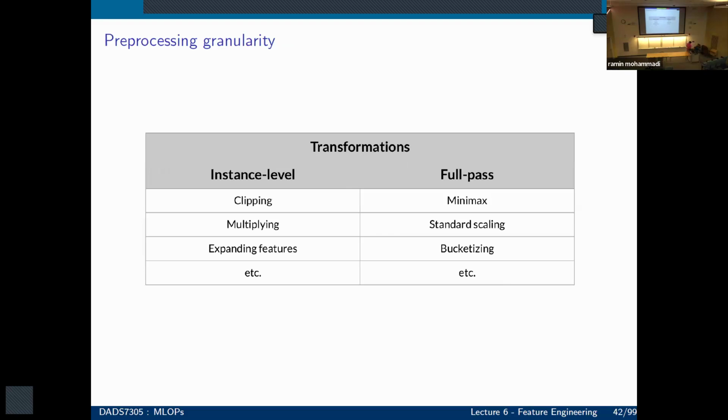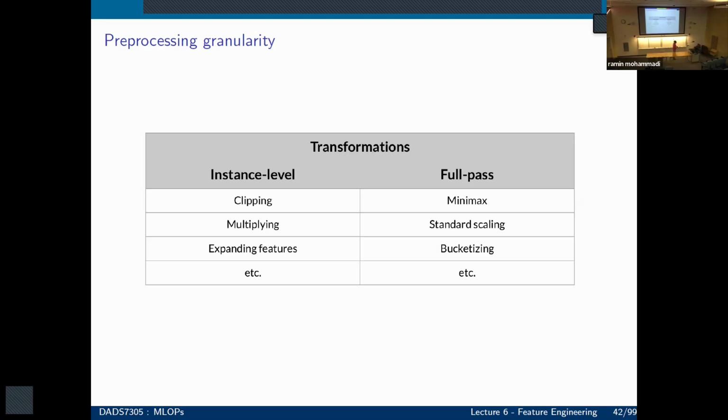Now, when you do transformation, you technically have two types of transformation. You either do instance level or you do full pass transformation. Instance level transformation refers to any time that you process one data point at a time. The customer data comes through, you do certain processes on it in order to pass it through. That's instance level.